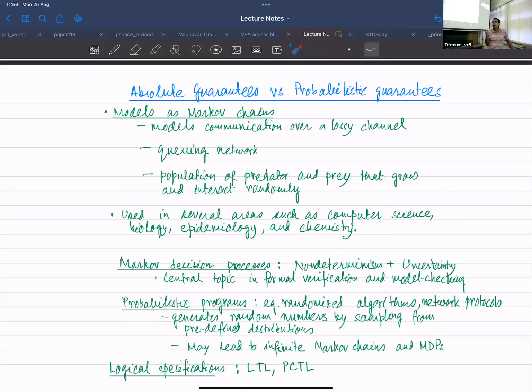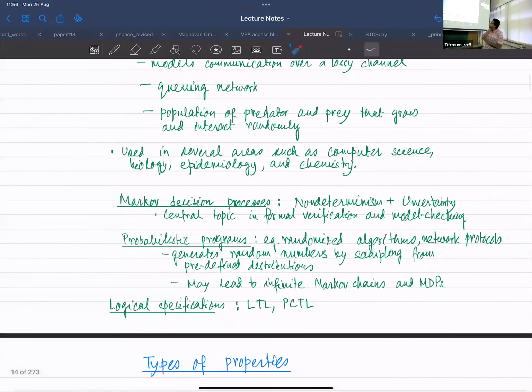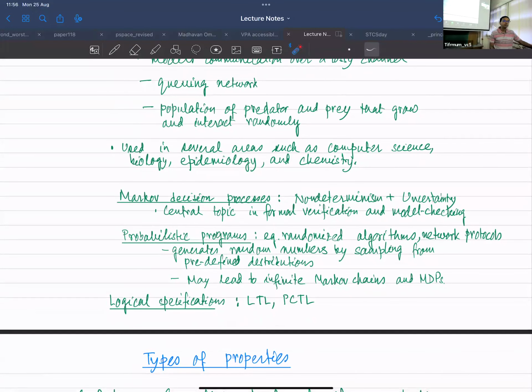Another example of a formal model with which you would like to describe probabilistic behavior is a Markov chain. Markov chains, for example, may be used to model communication over a lossy channel. When I say lossy channel, it means that there is some probability that the message may disappear. The message may not reach the intended target, with certain probabilities. There can also be queuing networks, and predator-prey models, etc. There can be several such models where there are probabilities, and you would like to model this with a Markov chain.